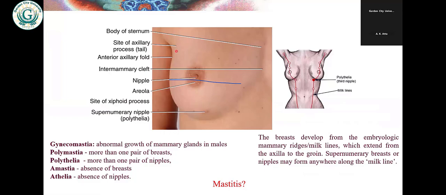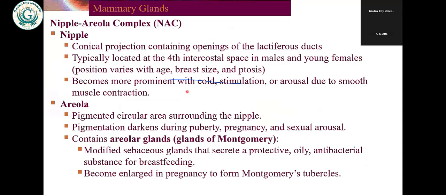Okay. Now, about 50% of breast cancer cases occur in this upper lateral compartment. So it means that when you're doing a breast examination, the axillary tail should also be assessed. Then finally, you have the nipple areola complex.